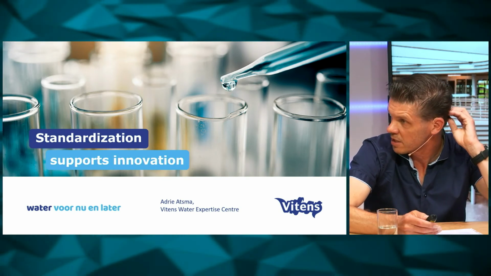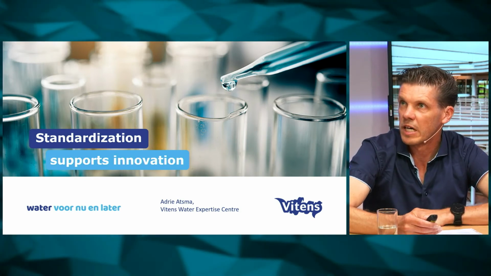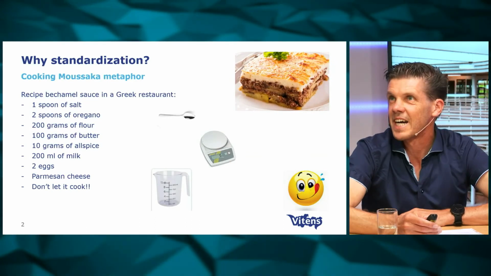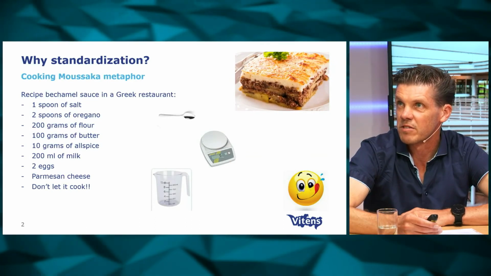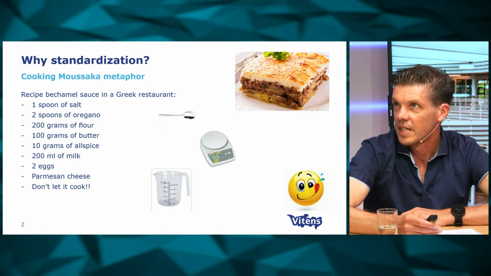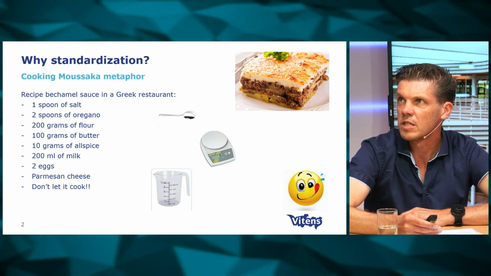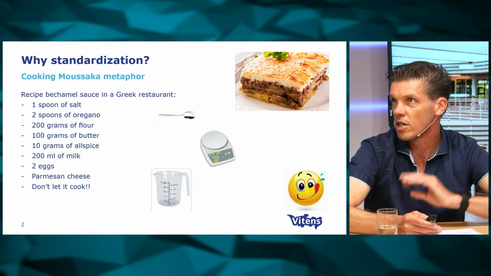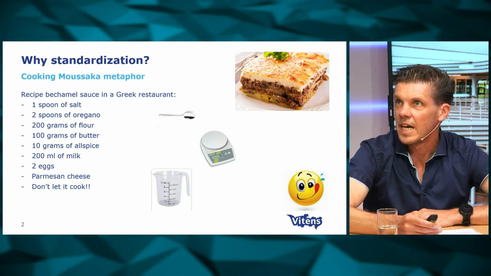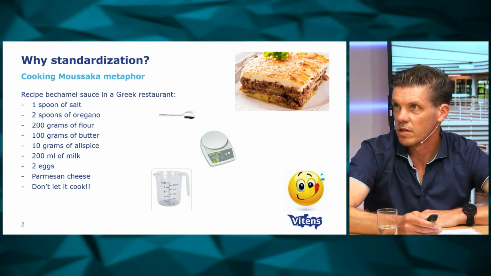In March, when the lockdown was over, the first thing that I said to my wife was, I want to go to a Greek restaurant. I'm very keen on moussaka, especially the bechamel sauce. And I was a little bit brutal to ask the waiter, hey, do you have the recipe of the bechamel sauce? And then the waiter said, it's no problem. You have to use these kind of ingredients: 1 spoon of salt, 2 spoons of oregano, and so on and so on. And so I took it in my head.